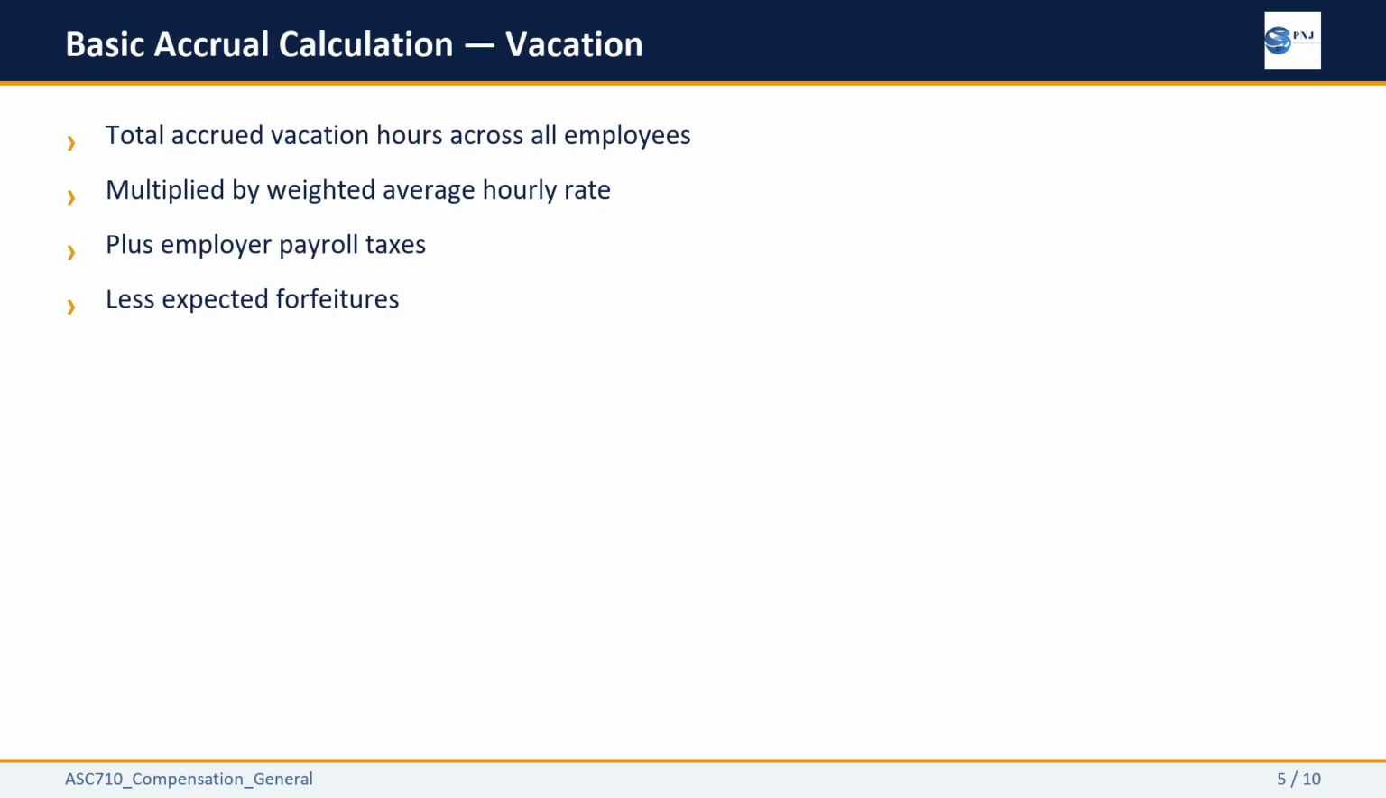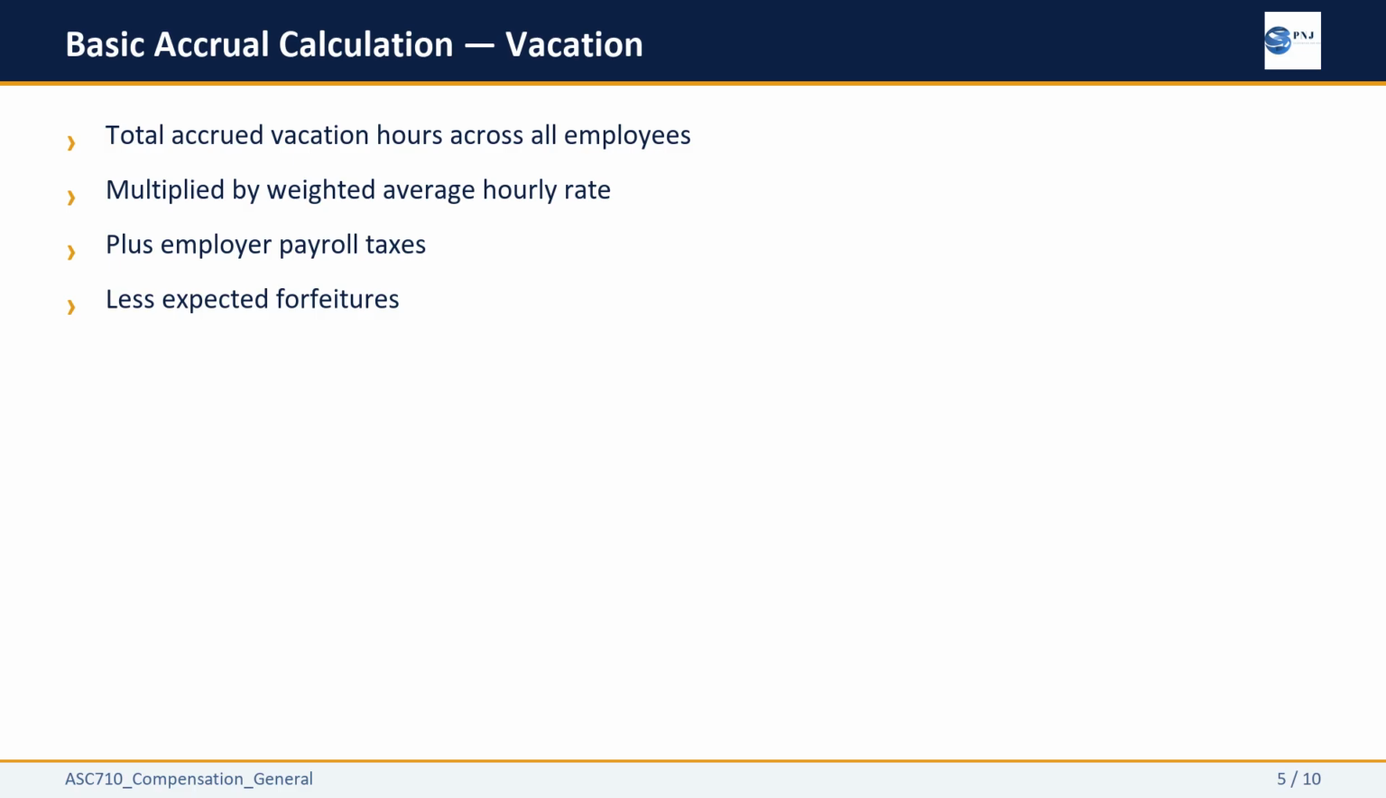The vacation liability calculation follows a simple but precise logic. Start with the total accrued vacation hours across your entire workforce. Multiply by the weighted average hourly rate at which those hours will be paid. Add the employer payroll tax burden, roughly 8% of wages in many situations, though the exact rate depends on each employee's position relative to the FICA wage base. Then deduct expected forfeitures based on historical patterns.